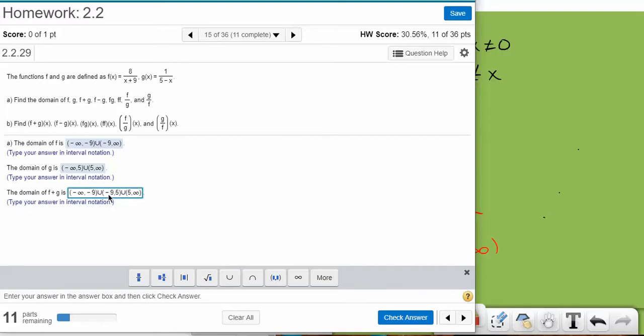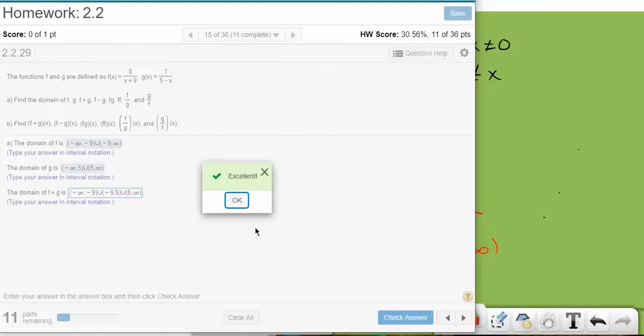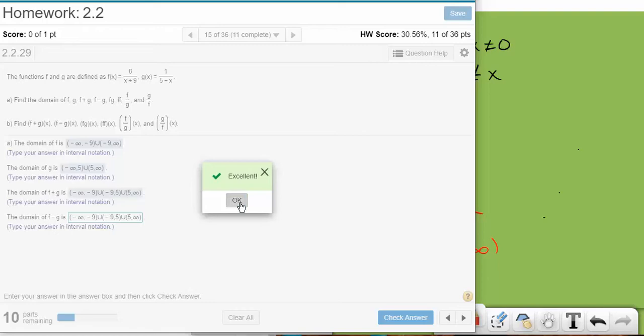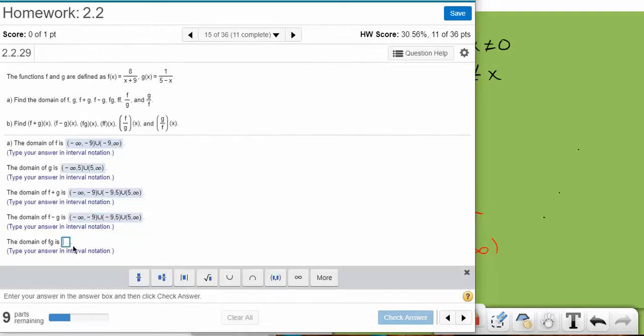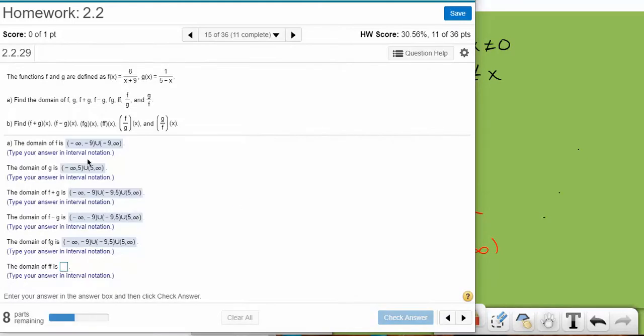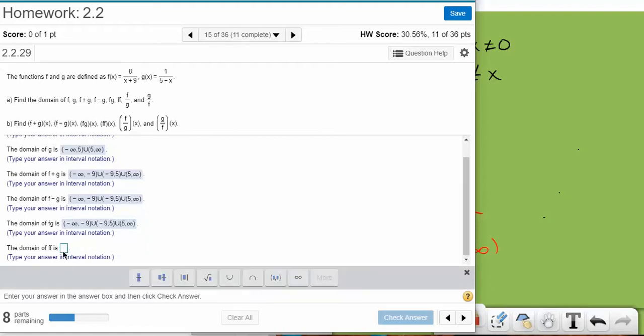And the next two are going to be the same, so I'm going to copy that. So f plus g, f minus g, f times g are all just the intersection of the two. So anything you throw out, you got to throw out for the intersection. Okay, f and f is just going to be the same thing as this, right? The intersection with itself.